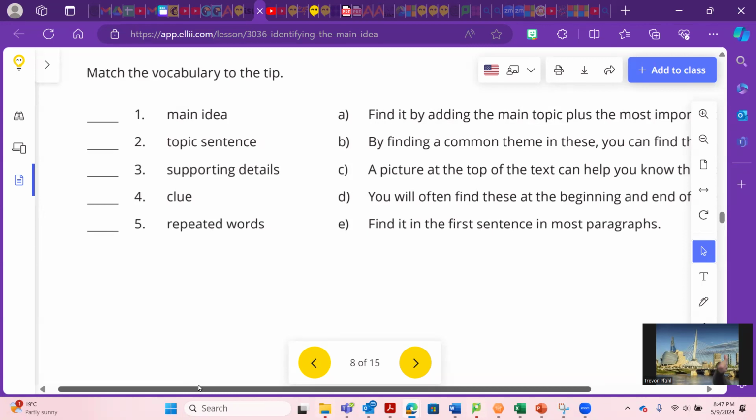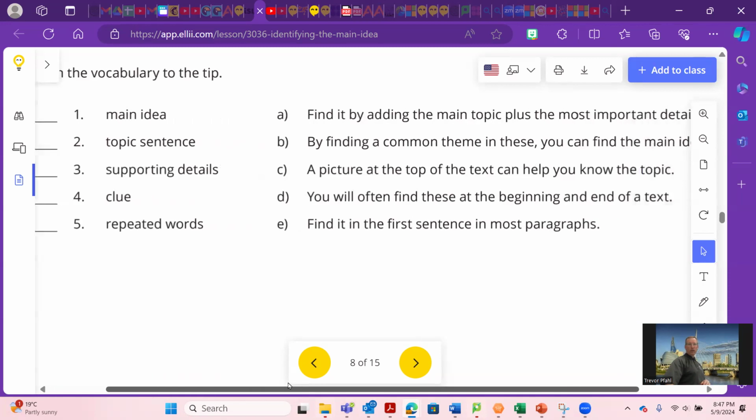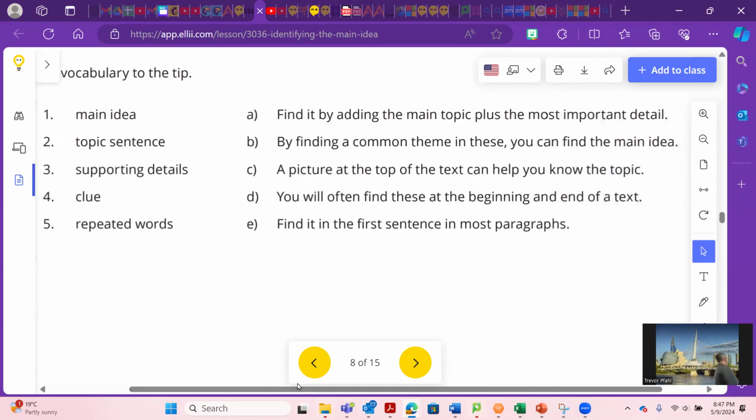So a clue, you find a picture, you find a detail, that helps you understand more of what it's talking about. It's not a horse. It's not about a swimming pool. It's about trees or tree rings. So repeated words, you'll find in the beginning and the end of most paragraphs. By looking at the words and identifying them, that's where we can see what it's talking about. Okay. So just so that it's clear.